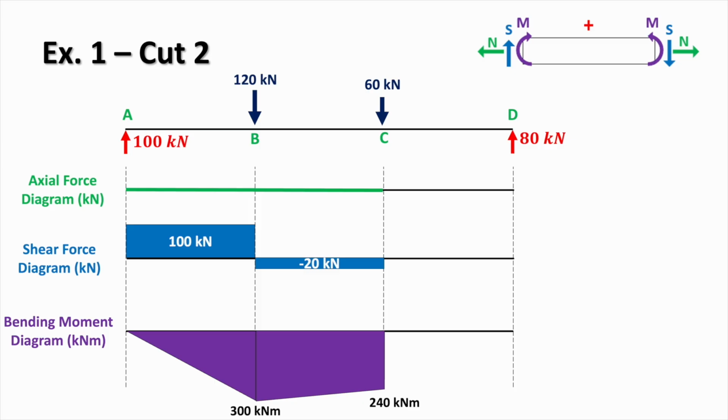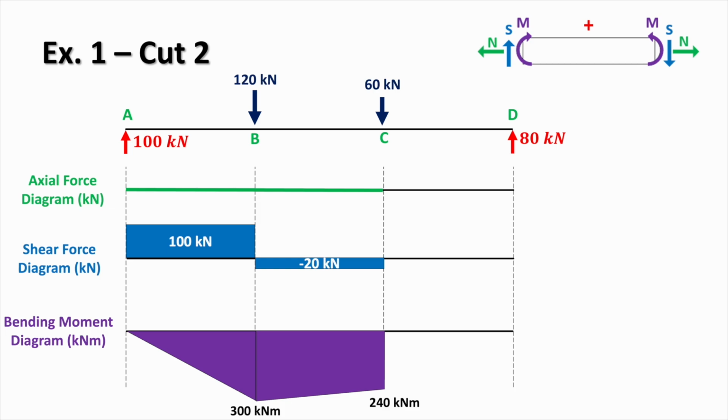So starting with the axial force, this remains 0 in this section. And for the shear force, we get minus 20 kilonewtons. That means that immediately after point B, the shear force drops from 100 kilonewtons to minus 20 kilonewtons due to the applied 120 kilonewton load. Between B and C, the shear force remains constant at minus 20 kilonewtons. So the shear force diagram is just a horizontal line in this region.